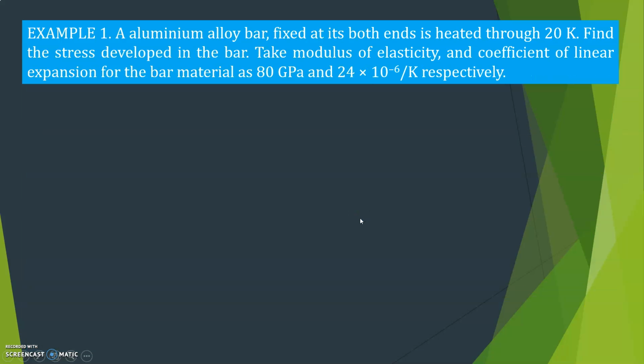Okay, let us take one example. An aluminium alloy bar fixed at both its ends is heated through 20 K. What is this K? K is Kelvin. Find the stress developed in the bar. Take modulus of elasticity and coefficient of linear expansion for the bar material as 80 GPa and 24 into 10 raised to minus 6 per K respectively.